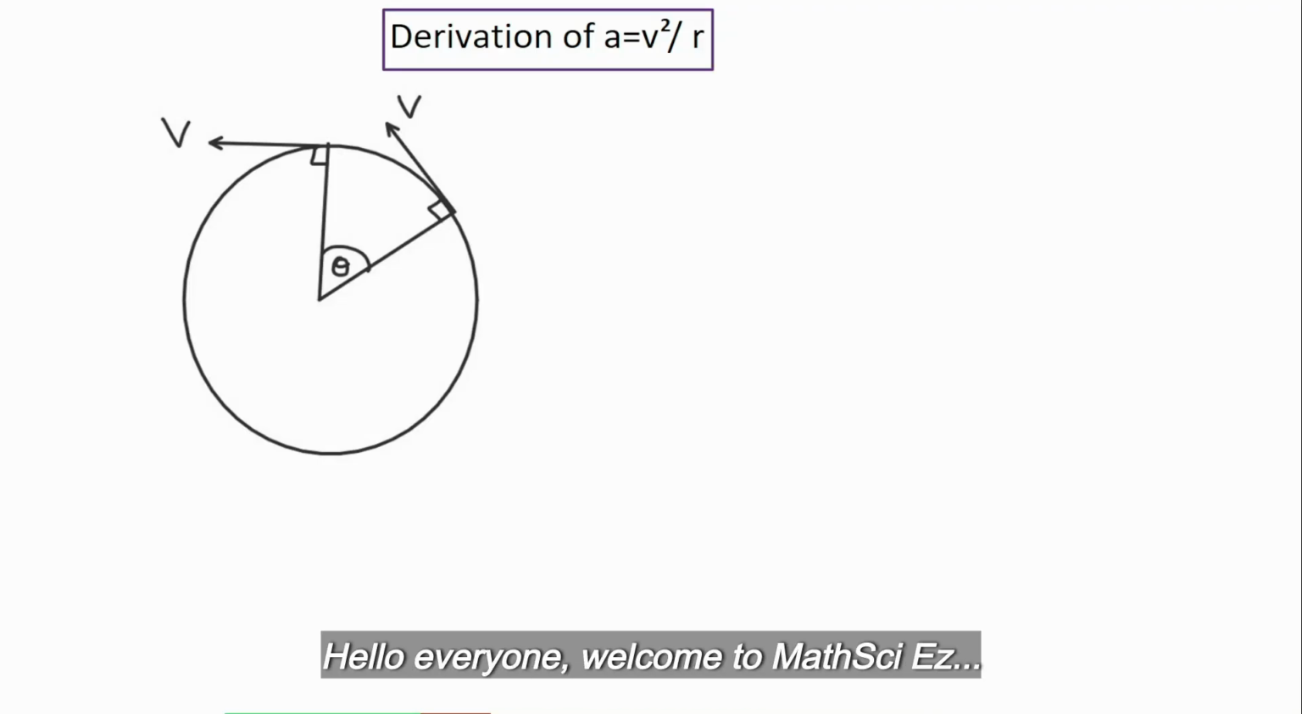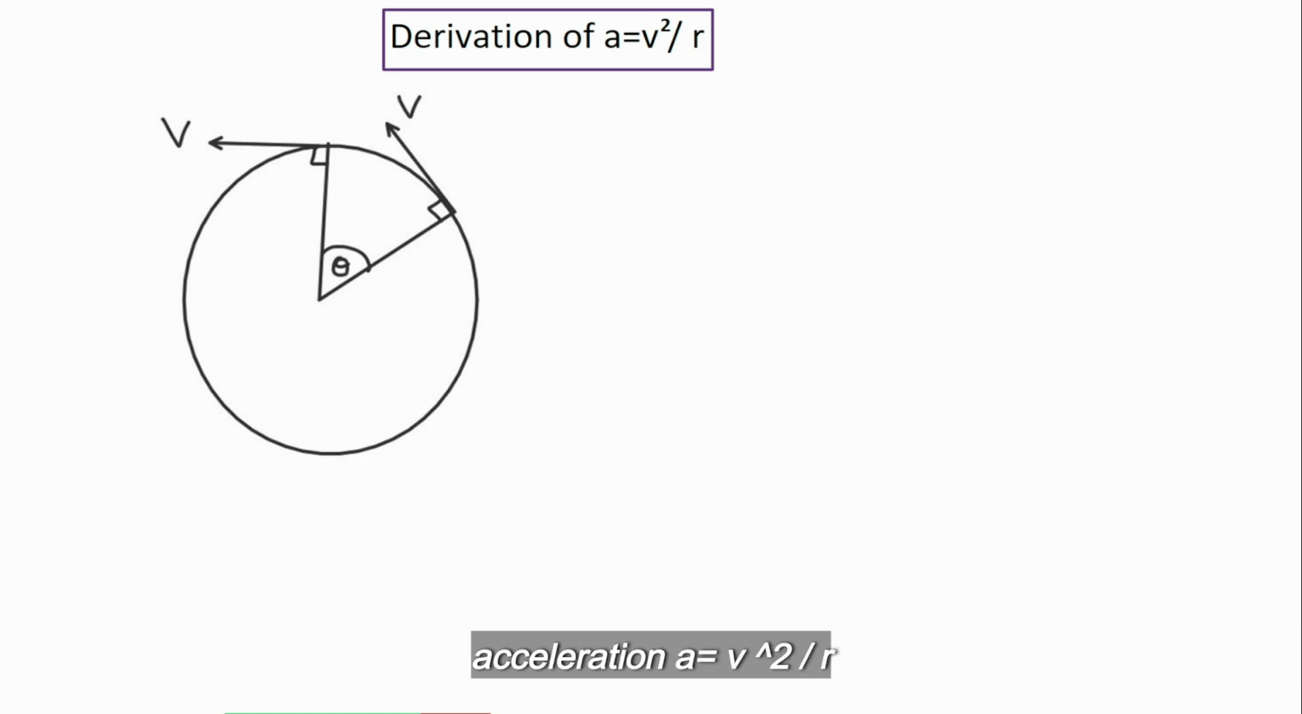Everyone, welcome to mathsciedu. This is an interesting and important thing that you need to know for A-level physics: the derivation of the formula for centripetal acceleration, a equals v squared over r. Let's see how this is done.